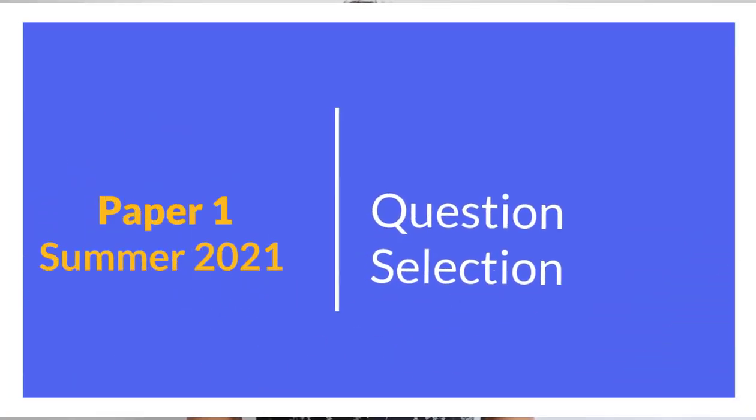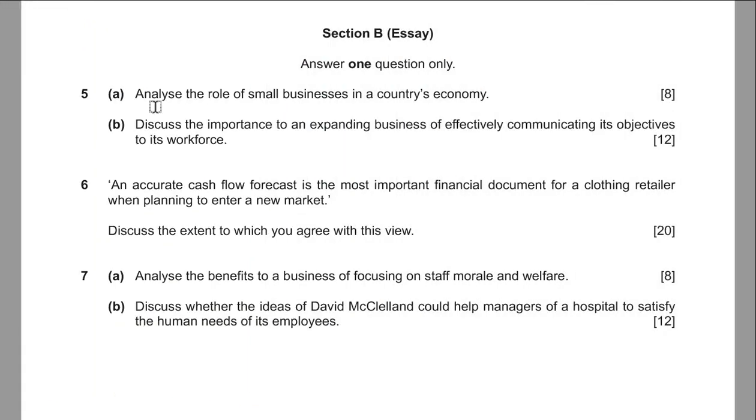So let's check out a few past papers so we can practice our AS Business Paper 1 question selection. So let's start by looking at question number 5. The first question asks for the role of small business in a country's economy. So this one is really straightforward. This is like a stock question which you'll see in lots of different exams. So we've just got to come up with a few different reasons, chains of analysis for why small businesses are important in a country's economy.